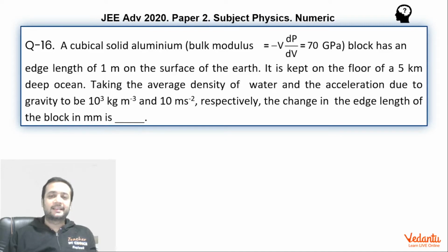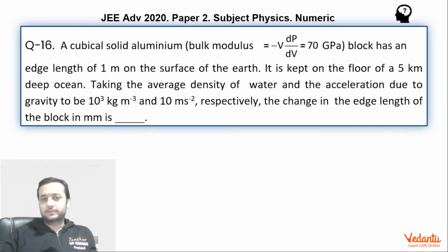Hi dear students, let's see this question that was asked in JEE Advanced Paper 2 2020 Physics. This was a numeric type question and it was based upon simple concept of bulk modulus. In fact, out of generosity, IIT had also given you the formula of bulk modulus as if they believe that students would not be remembering that.